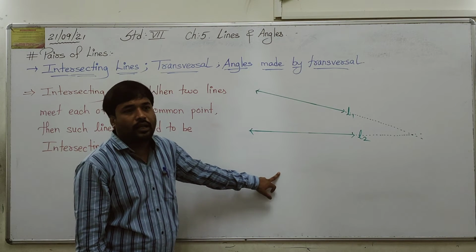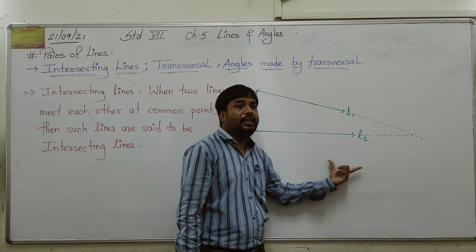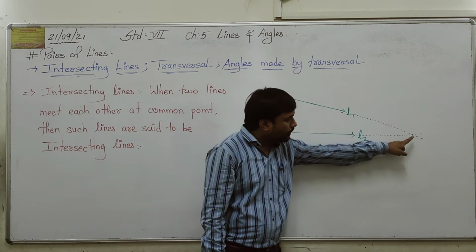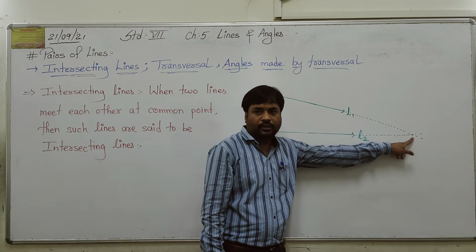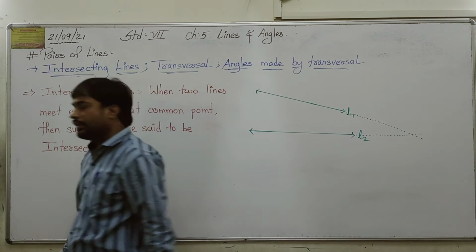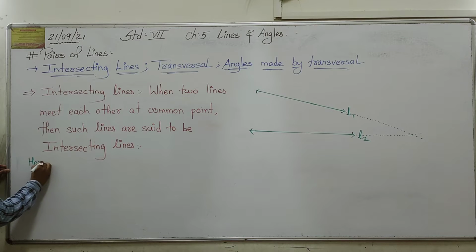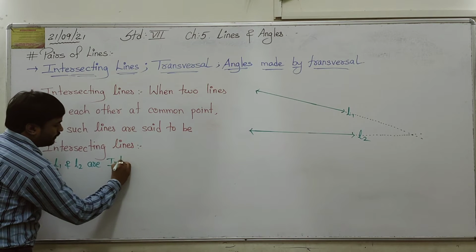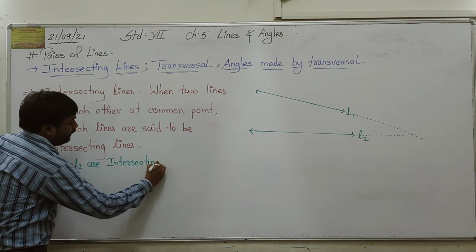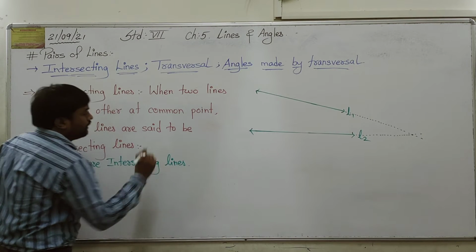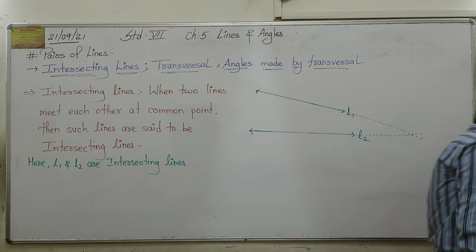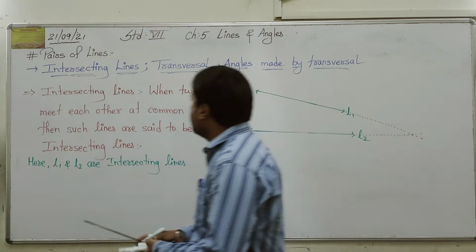Understood? Why? Because we are very familiar that lines can be extended in both directions. And if I extend this line further, it will intersect at some point. Got it? Then these two lines are said to be intersecting lines. So here, L1 and L2 are intersecting lines. Right. Now, let's talk about the second one, that is the transversal.